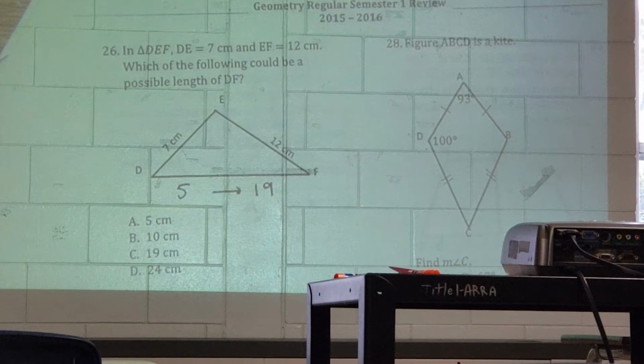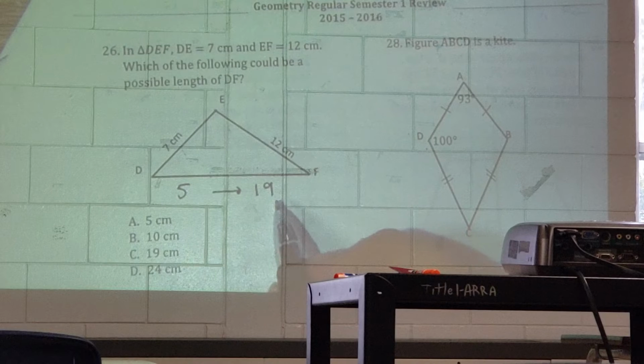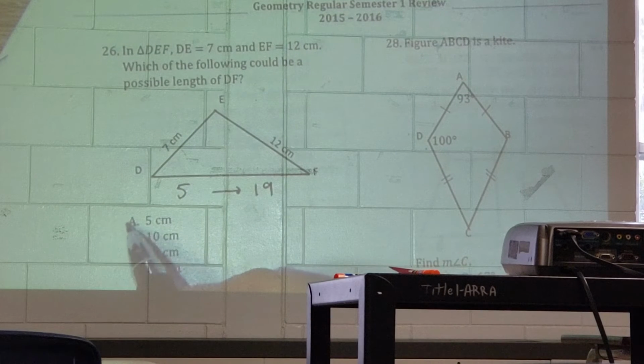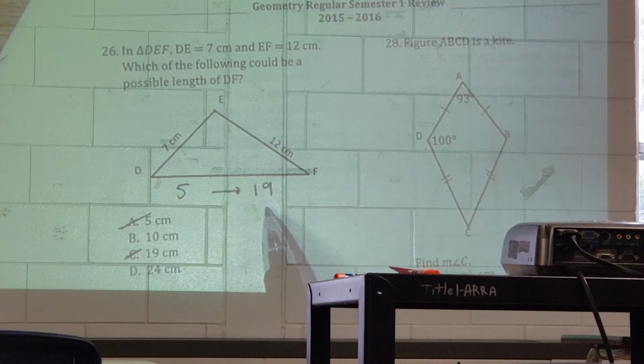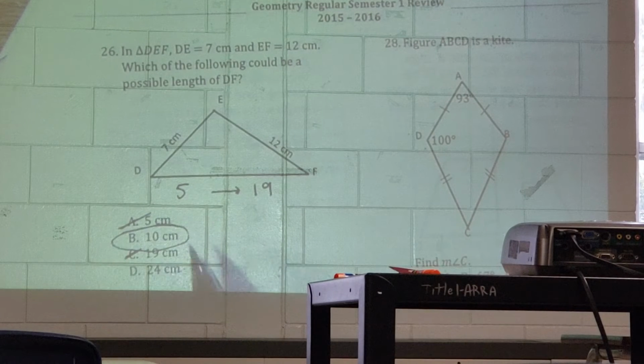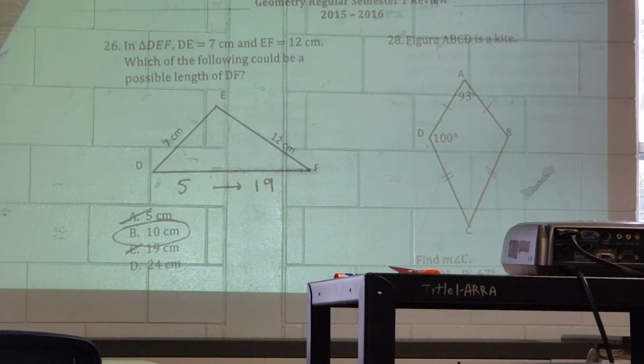So I know I have to pick an answer that's in between 5 and 19, not including 5 and not including 19. For example, 5 is the first valid answer we could pick, but that's not between 5 and 19. Same thing, C, 19 is on the scale, so it can't be 19, meaning the only possible answer that's between 5 and 19 is 10. Those are easy questions. Easy, easy peasy.